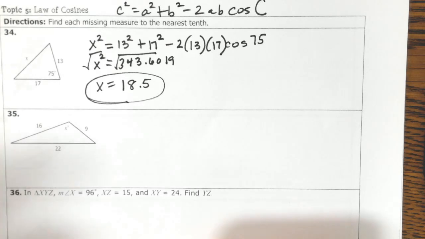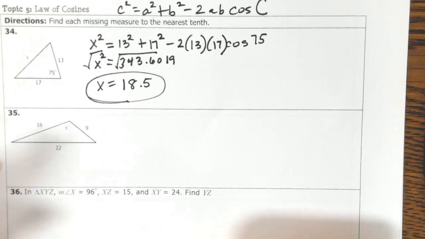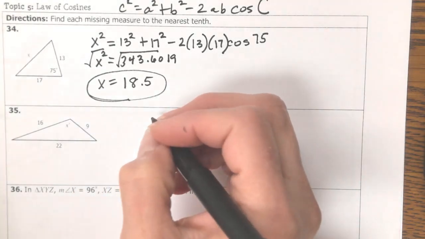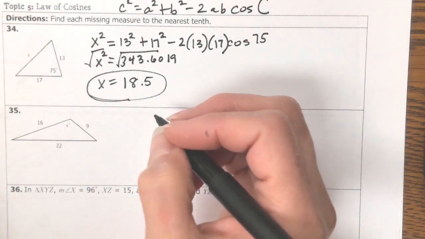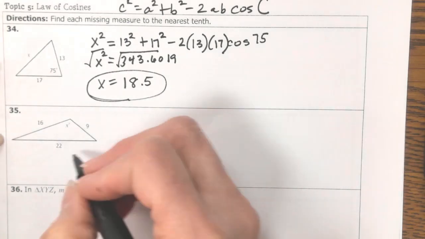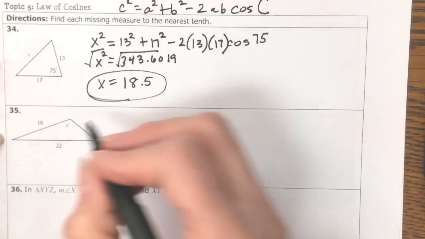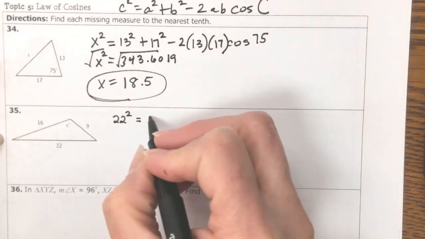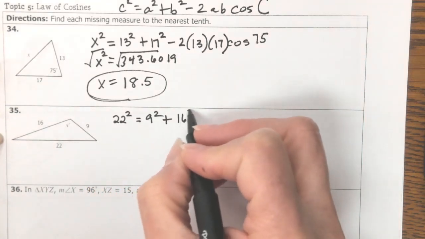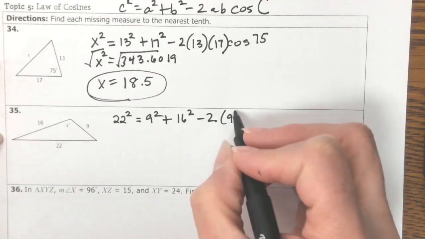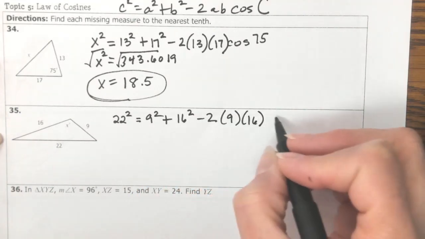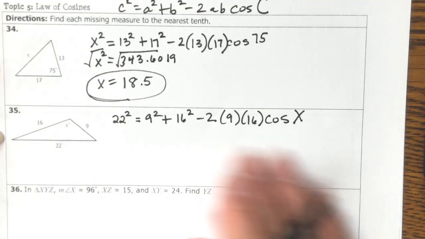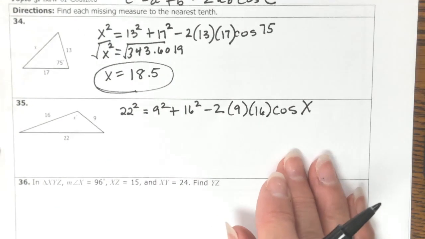Finding an angle, you have to go through each step, so be careful there. I'll set that one up, but I know my time is kind of getting close. So in this one, if we are finding the angle, we're going to have to start with the 22 squared. And then the 9 and the 16 would come next. Minus 2 times the 9 times the 16. And then cosine of the angle. Okay, so this is the correct way to write this one on 35.